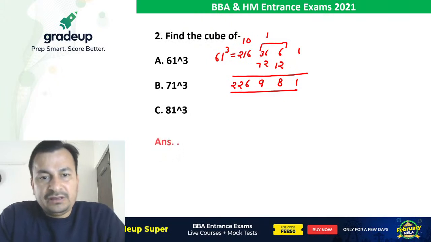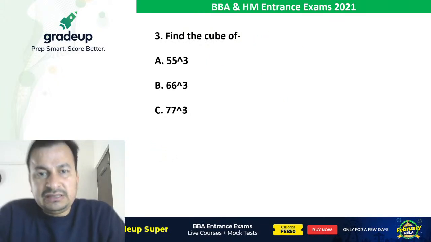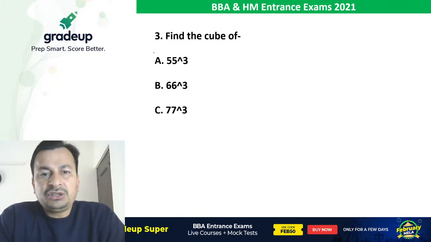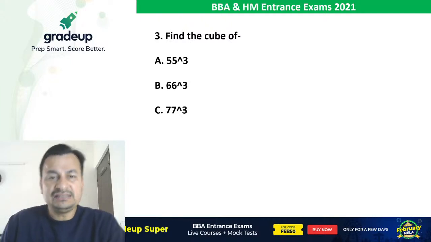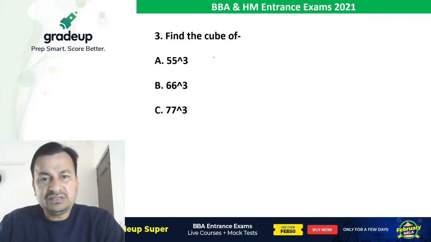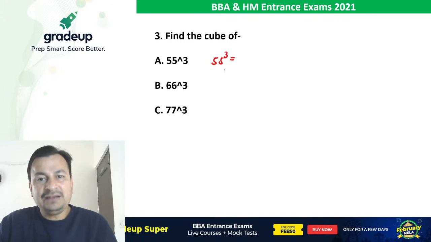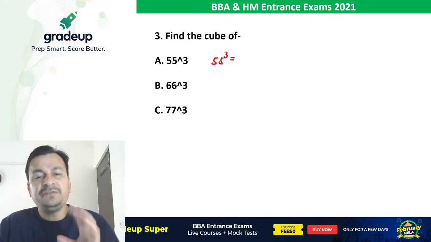Chaliye. Let's take another example, question number 3. In question number 3, we have to calculate the cube of 55, 66 and 77. And these three numbers belong to category third, in which we learned how to calculate the cube of a two-digit number in which both digits are same. So what is the process? If we want to calculate the cube of 55, first we will write the cube of this 5 four times.